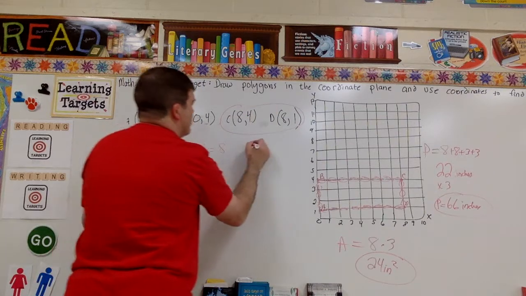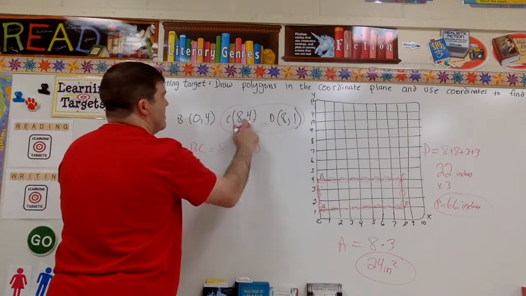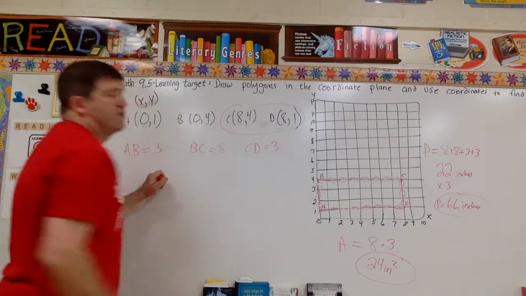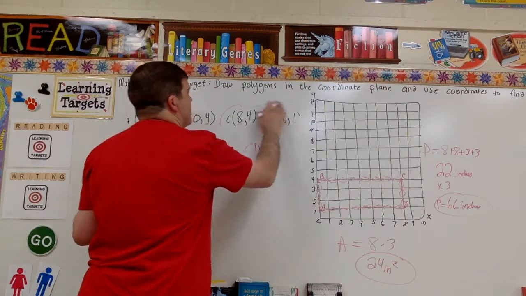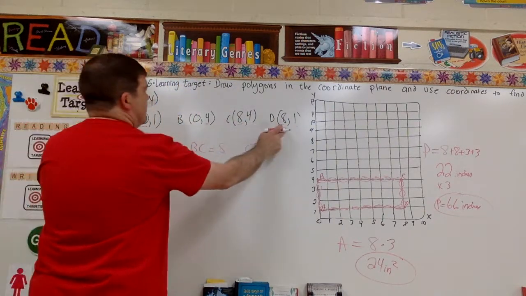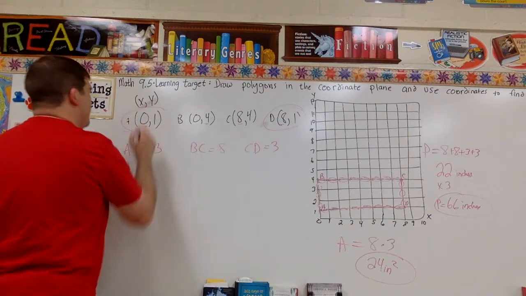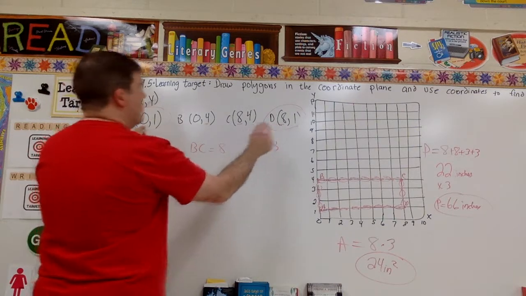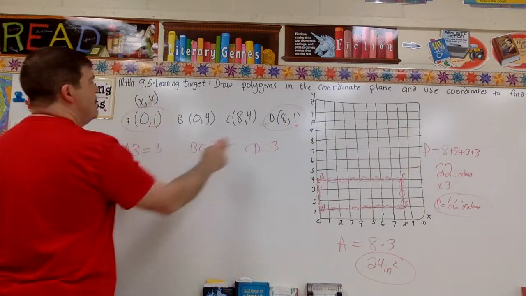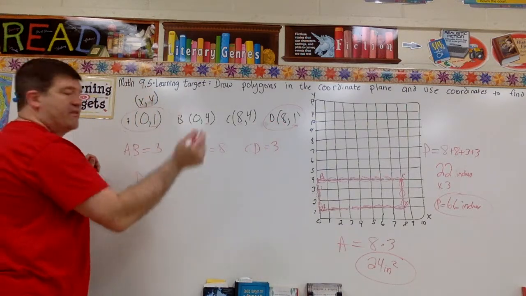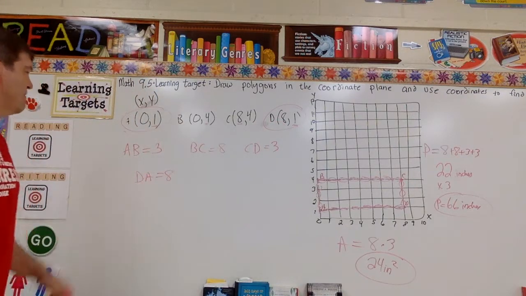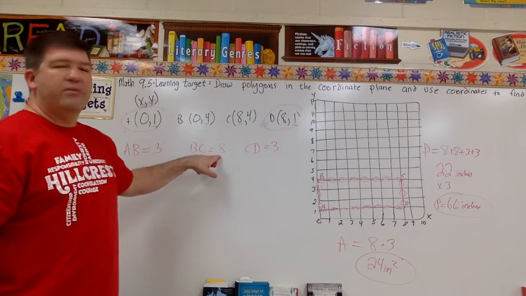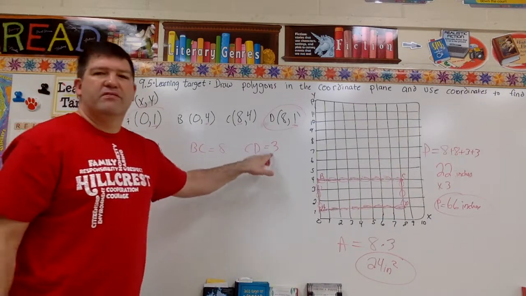Now let's do CD. Let's see. The X is 8, X is 8. So what's the difference between the 4 and the 1? Difference is 3. Okay? Now, I need to do these two. I need to do D and A. And that'll give me the 4 sides. So it looks like the Y is the same. So I find the difference between the X's. 8 and 0, the difference is 8. Okay, now I add these up. 8 plus 3 is 11, plus 8 more is 19, plus 3 more is 22.